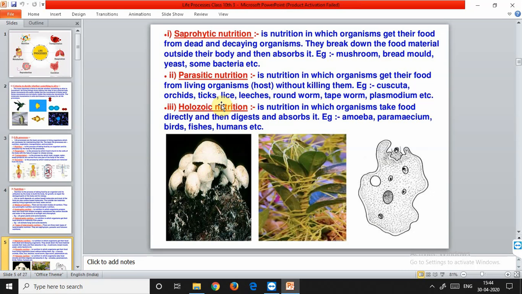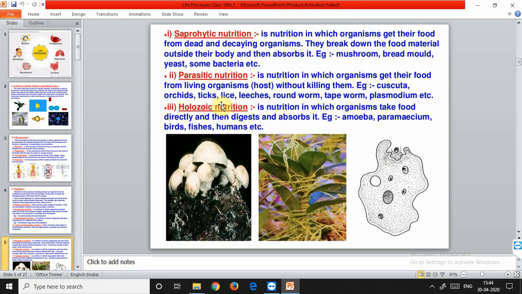Then saprotrophic was the nutrition in which they absorb organic matter from dead and decaying matter. Saprotrophic nutrition is a very important one, because they are basically the cleaners of the environment. For example, bacteria feed upon the dead and decaying matter and completely clean it from the environment.